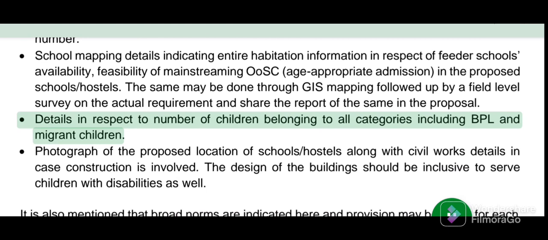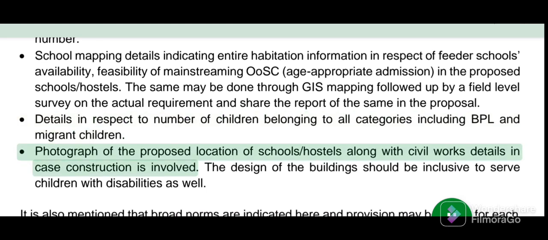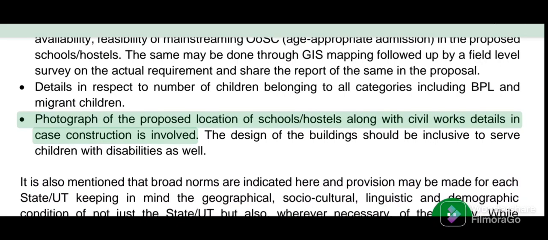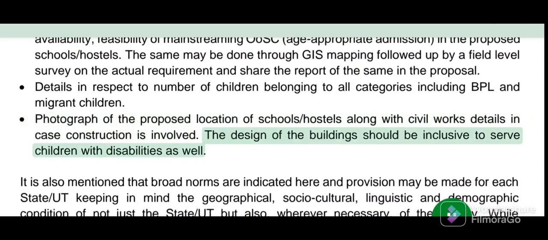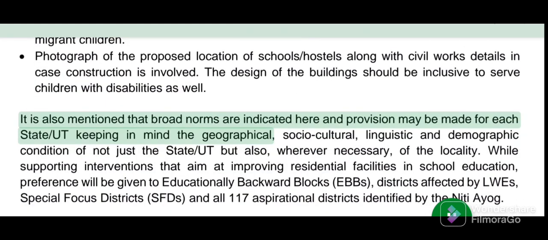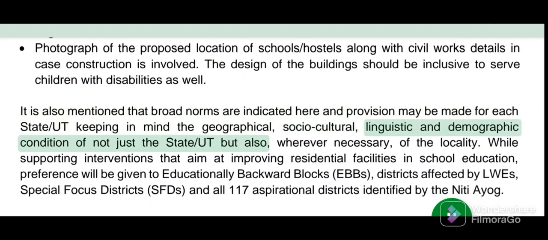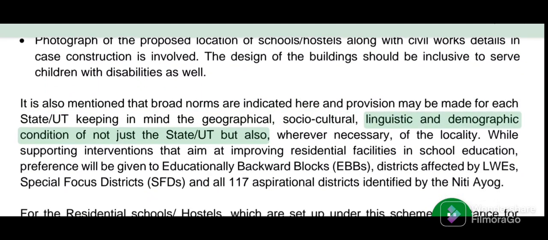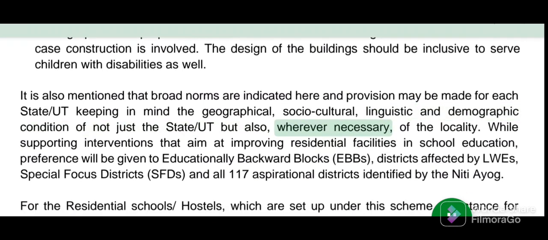Details in respect to number of children belonging to all categories including BPL and migrant children. Photograph of the proposed location of schools hostels along with civil works details in case construction is involved. The design of the buildings should be inclusive to serve children with disabilities as well. It is also mentioned that broad norms are indicated here and provision may be made for each state UT keeping in mind the geographical, socio-cultural, linguistic and demographic condition of not just the state UT but also, wherever necessary, of the locality.